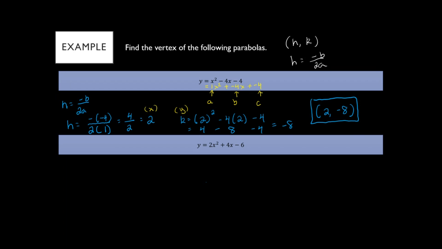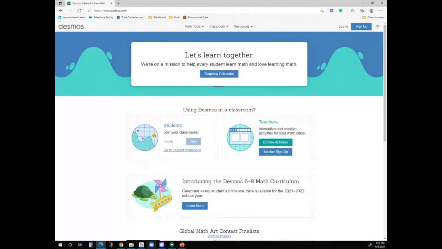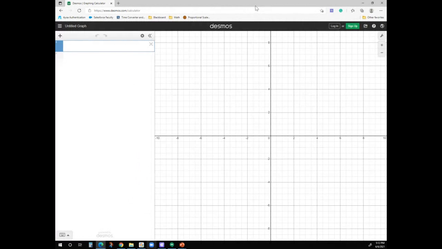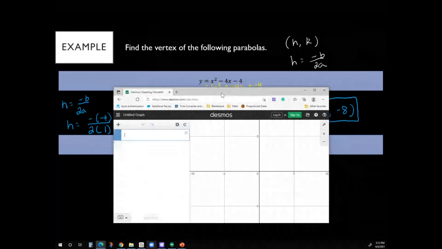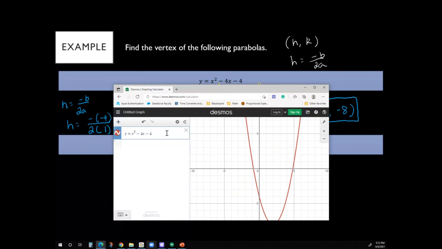Now you can verify your answers using graphing. I mentioned this last week. A really great website is desmos.com. So I'm going to bring that over. Go to graphing calculator. And then what we're going to do is put in the formula that we have here, x squared minus 4x minus 4. You can type it in with the y. Y equals x squared minus 4x minus 4.